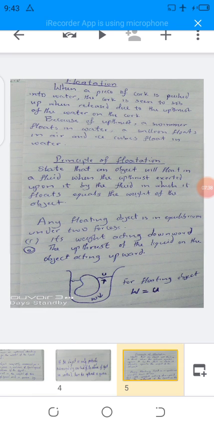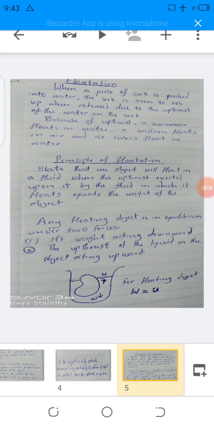Now we'll move on to flotation, when objects float in water. So this has a principle. When a piece of cork is pushed into water, the cork is seen to bob up when released, due to the upthrust of the water on the cork. Because of the upthrust, a swimmer floats in water, a balloon floats in air, and ice cubes float in water.